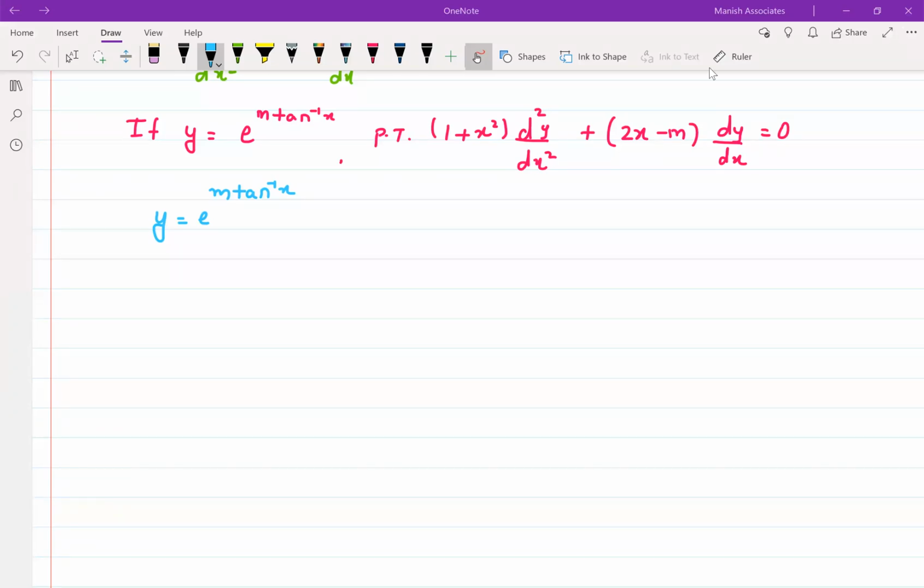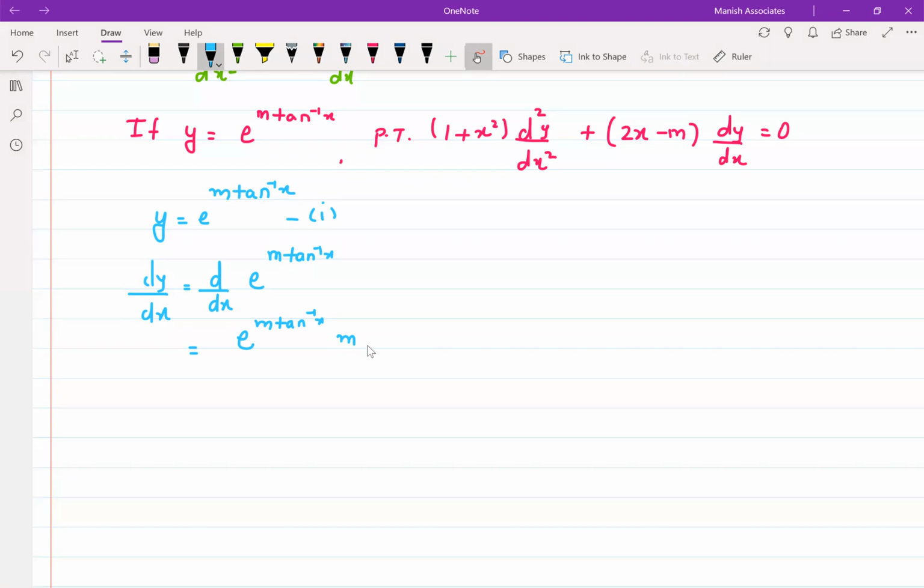Let me just give you the start of the sum. This is the sum that we are solving right now. So let this be relation 1. Now let me find dy by dx. That's going to be equal to d by dx of e raised to m tan inverse of x. Okay. That's going to be equal to, now e raised to m tan inverse of x is like e raised to u. All right. It's going to be e raised to u into d by dx of m tan inverse of x, right? D by dx of u.